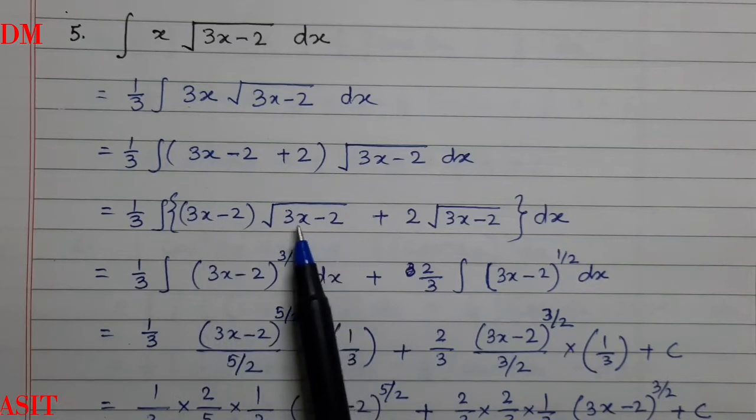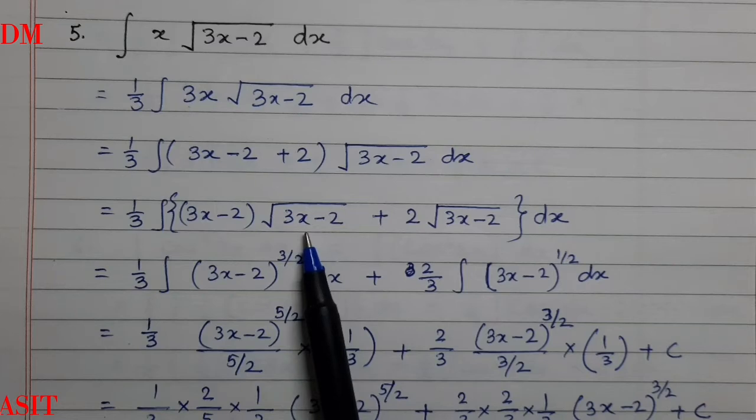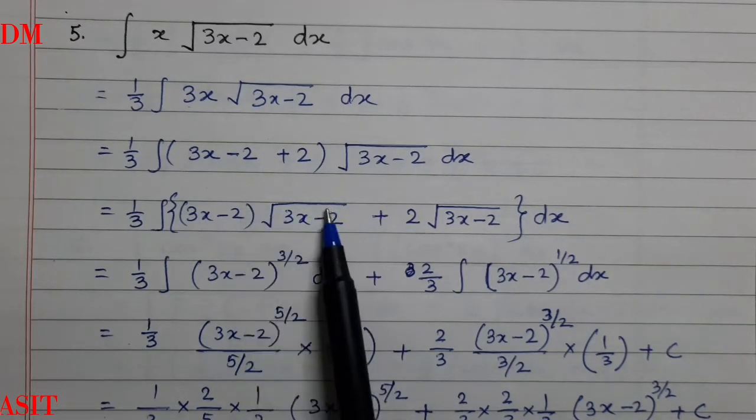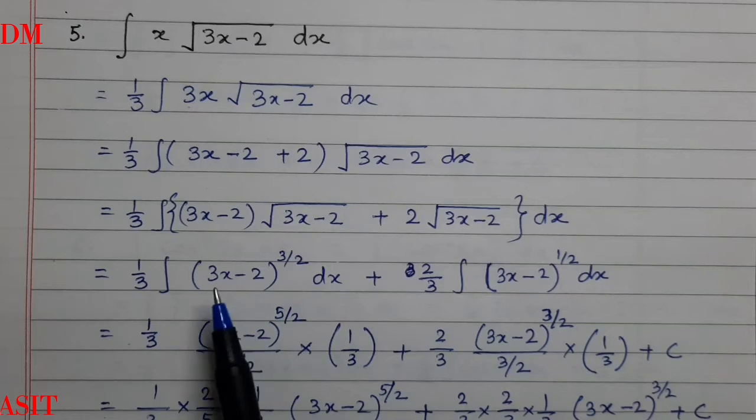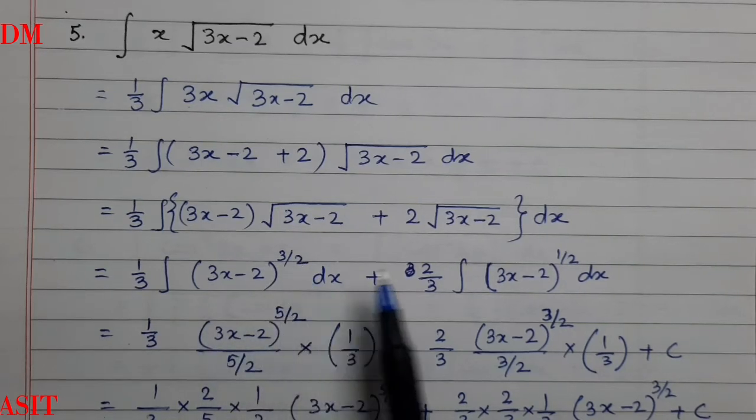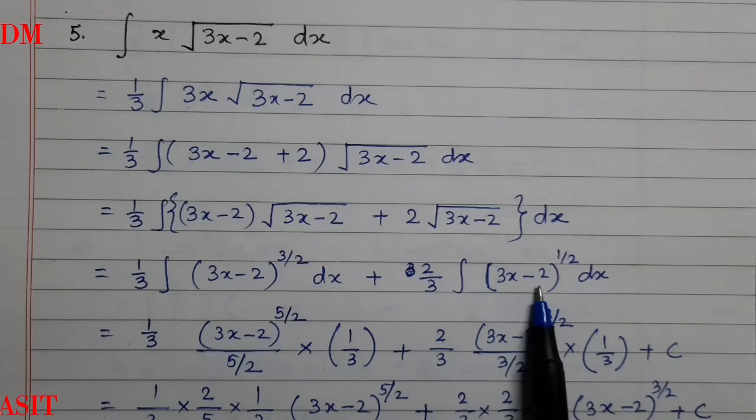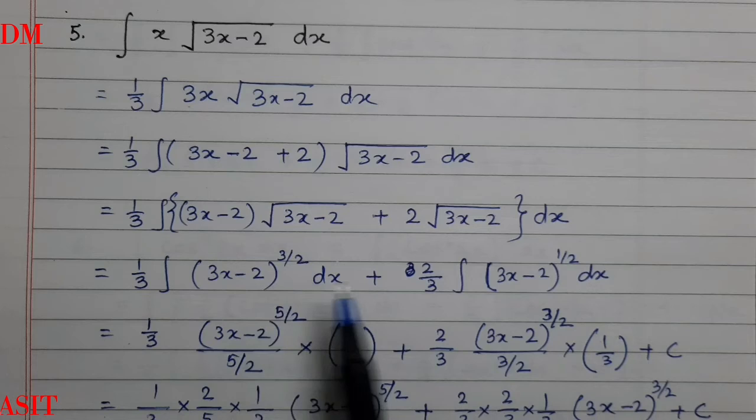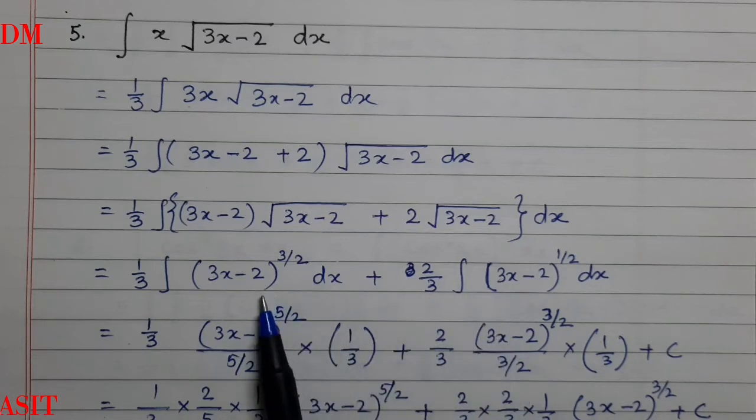That means we are considering 3x minus 2 as a base, and the power of this one is 1 by 2, and here the power is 1. So we can add the powers while multiplying. We can write (3x minus 2) to the power 3 by 2 dx, and this will be simply (3x minus 2) to the power half dx. Now everything is easy. You can find the integration very easily.